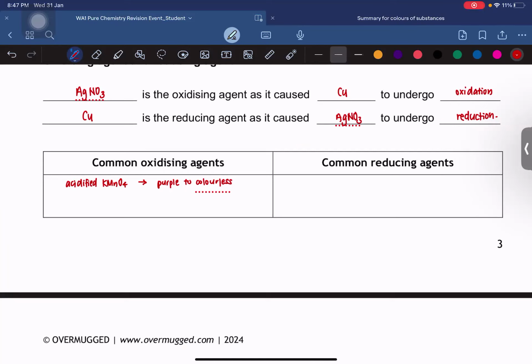Okay, the next one. What is another weaker oxidizing agent? Acidified... Guys, what is this one? Potassium dichromate. Okay. What are the colors for potassium dichromate? Yes, good. Orange to green. So the moment you see these two, straight away, you know it's an oxidizing agent.